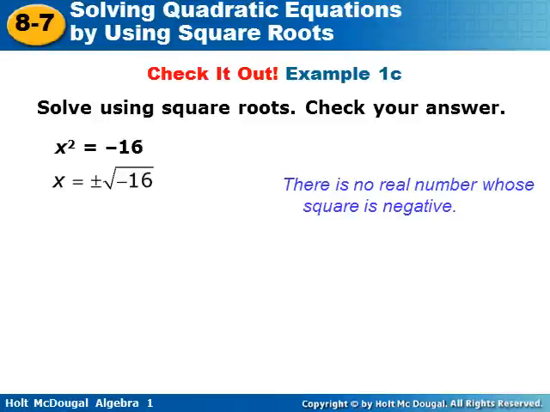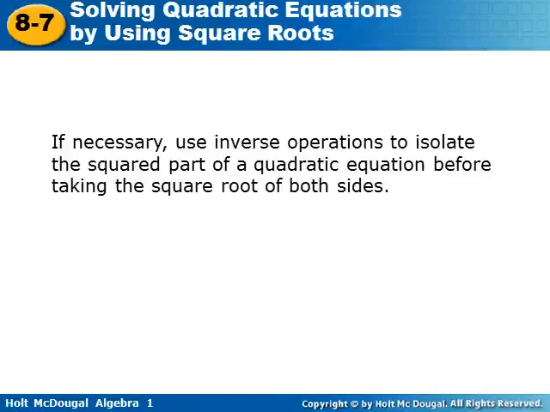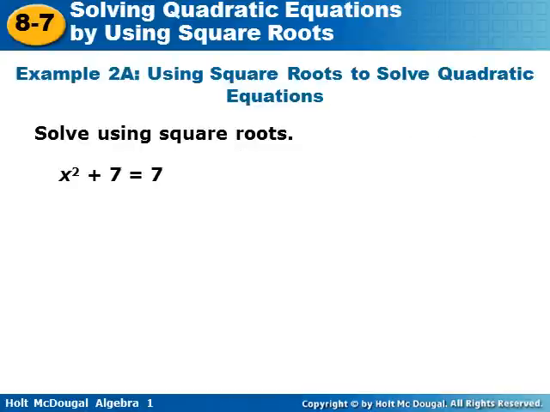So when we take the square root of both sides, we get plus or minus the square root of negative 16, and there are no real numbers whose square is negative, so there is no real solution. If necessary, use inverse operations to isolate the squared part of the quadratic equation before taking the square root of both sides. So solve using square roots.